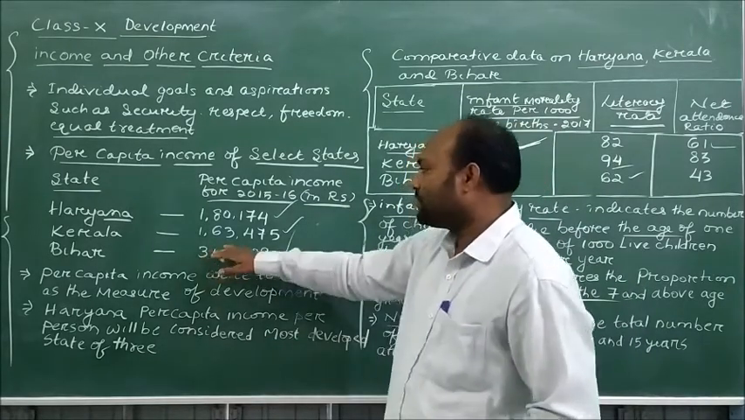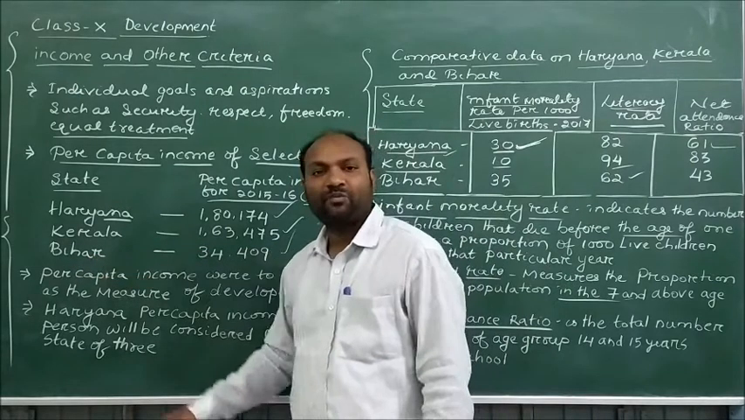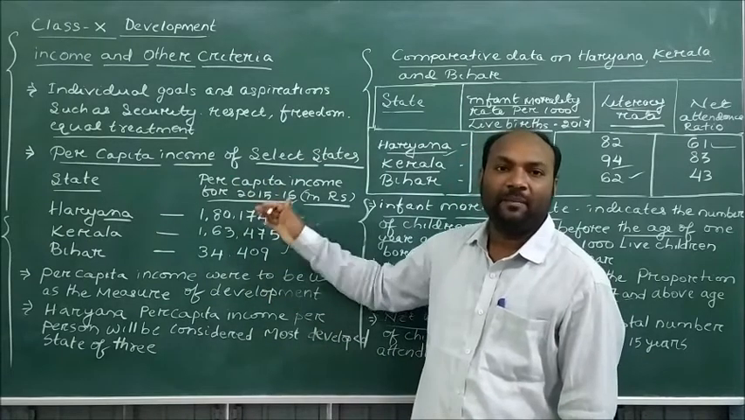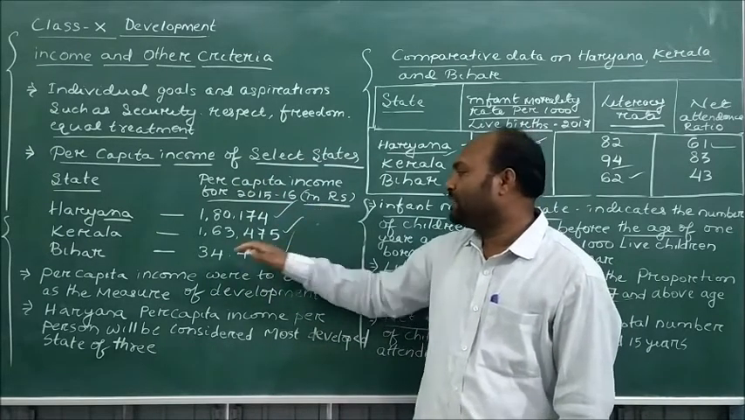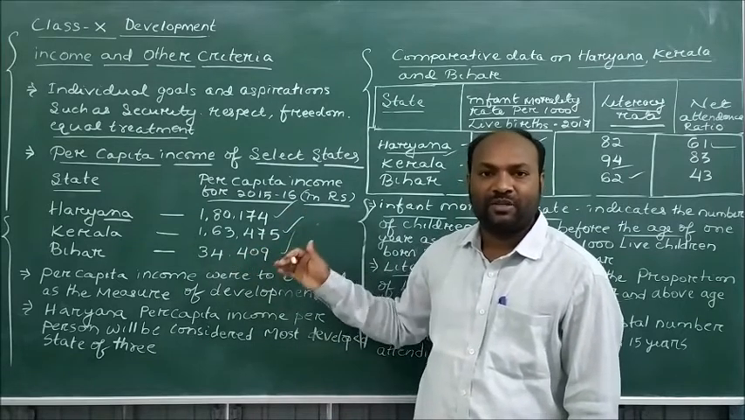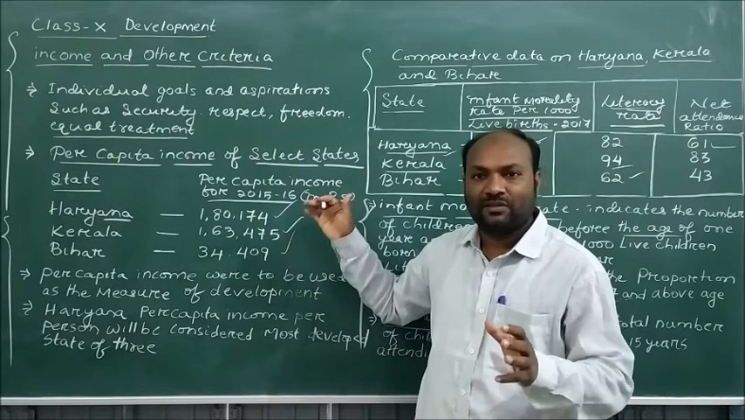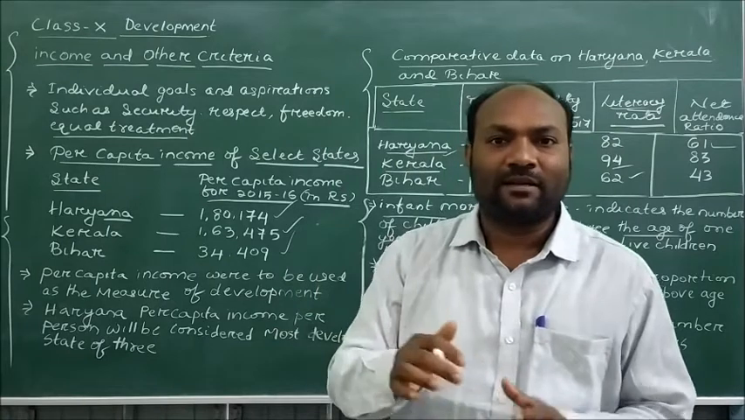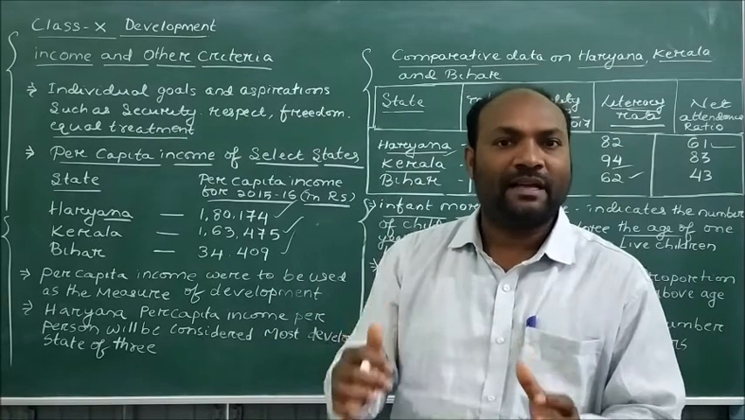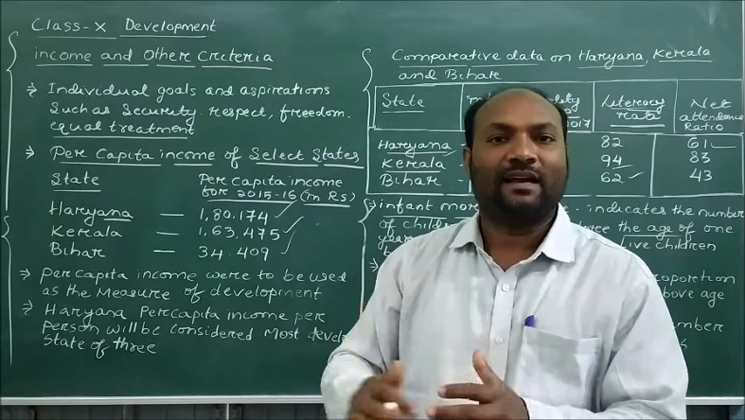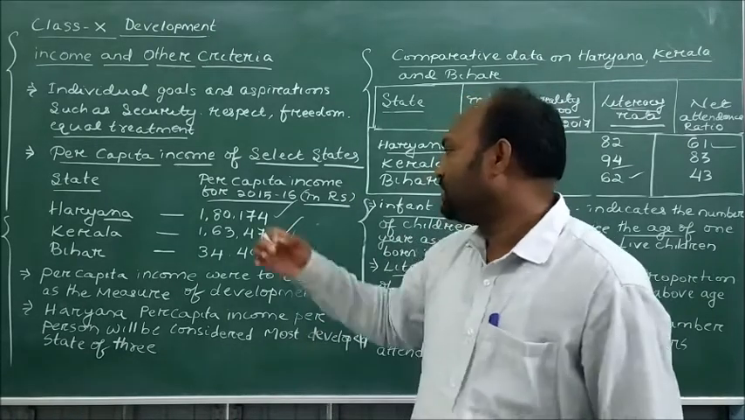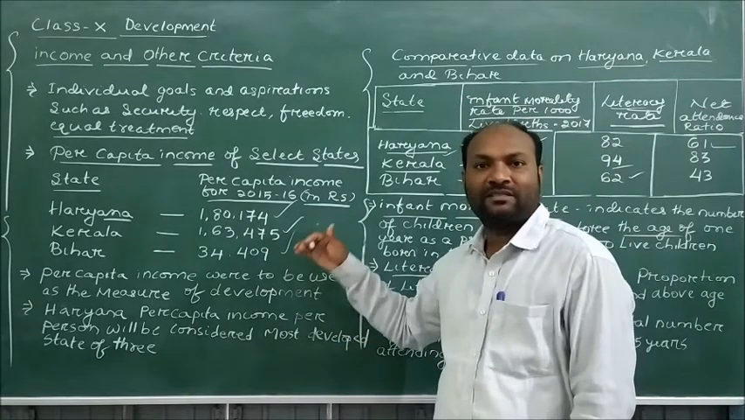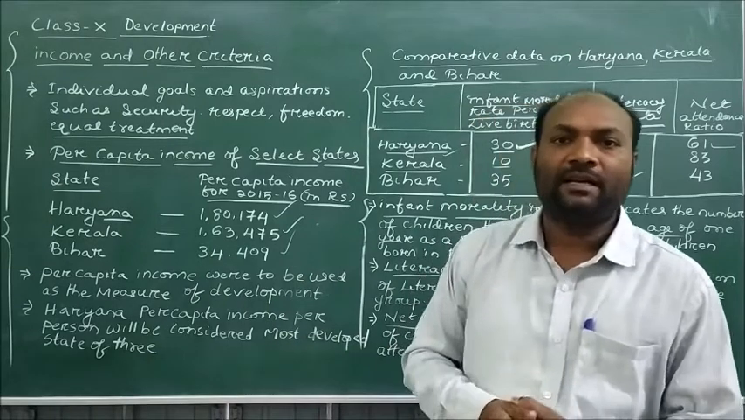So students, we see that Bihar is considered the most backward state when we see the per capita income of Bihar. Here there is less opportunity available in society. Due to that, we see that Bihar is backward, less developed than Haryana and Kerala. Why? Because there is a lack of opportunity and lack of resources. Even though resources are there, they have not been properly utilized.